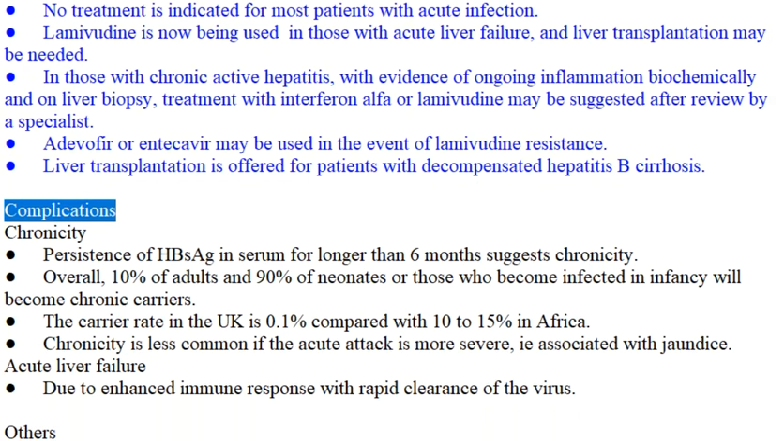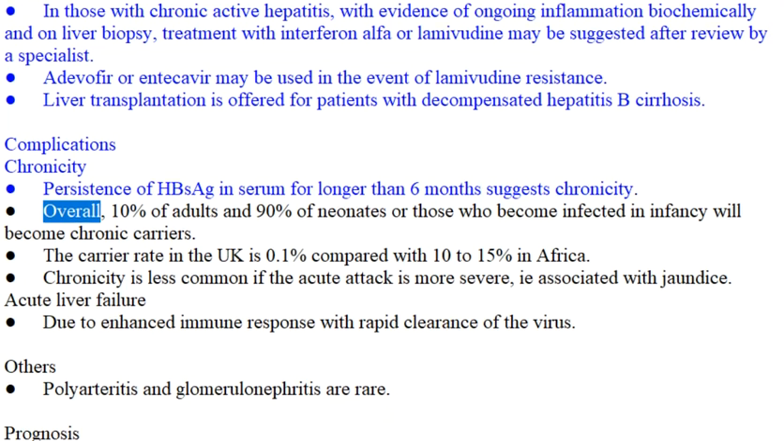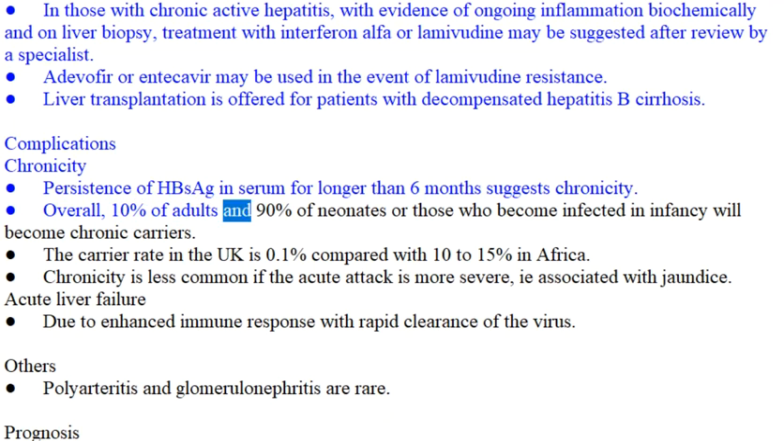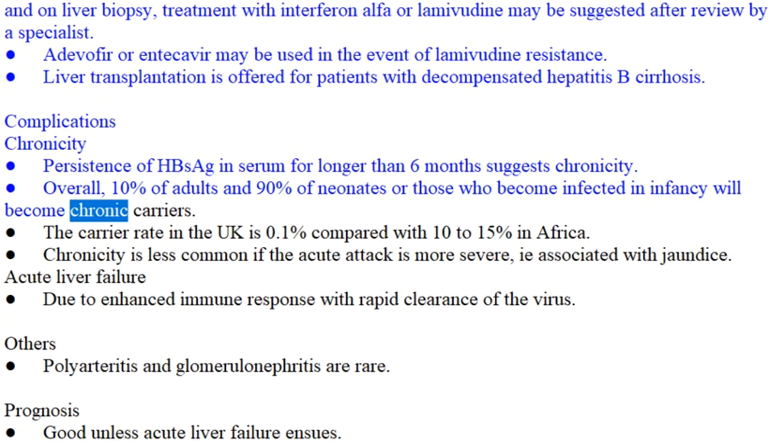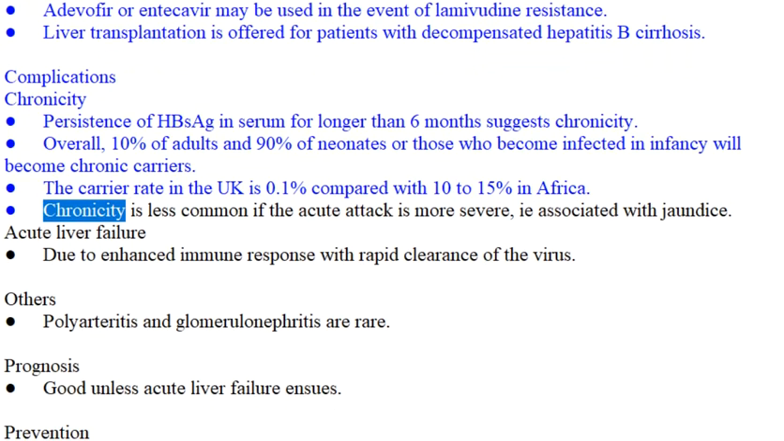Complications. Chronicity. Persistence of HBsAg in serum for longer than 6 months suggests chronicity. Overall, 10% of adults and 90% of neonates or those who become infected in infancy will become chronic carriers. The carrier rate in the UK is 0.1% compared with 10 to 15% in Africa. Chronicity is less common if the acute attack is more severe, i.e. associated with jaundice.